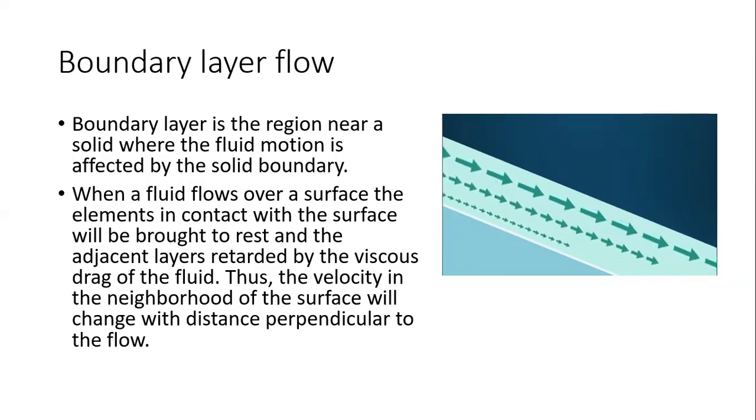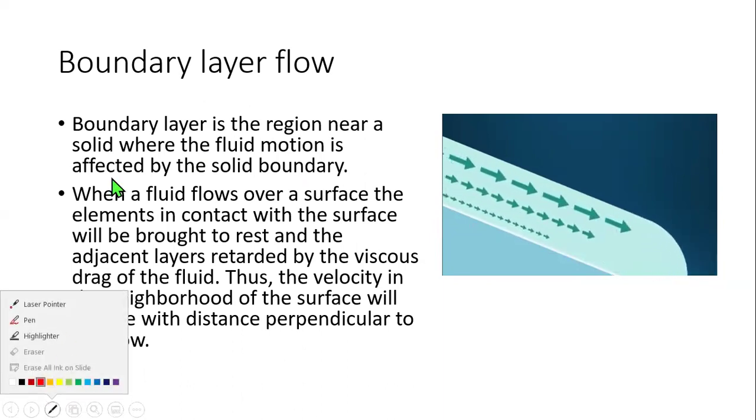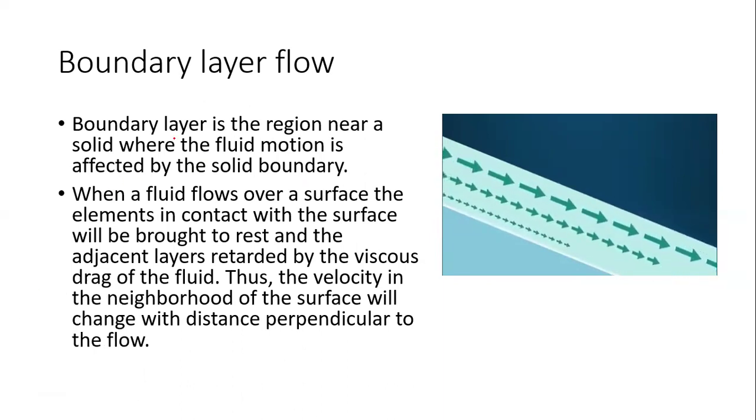Now, we said the boundary layer is the region near a solid where the fluid motion is affected by the solid boundary. So please take note of this, right? The point where the motion of the fluid is affected by the solid boundary. Okay. So when the fluid flows over the surface, the elements in contact with the surface should be brought to rest. So we spoke about that. And then we said the adjacent layers will be retarded by the viscous drag of the fluid. So the velocity in the neighborhood of the surface will change with distance perpendicular to flow.